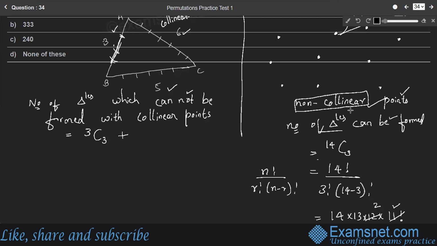Plus, on BC we have 5 points, collinear points. So you have to pick 3 points. Therefore, 5C3 triangles cannot be formed, right? Plus, there are 6 points on AC. So 6C3 triangles cannot be formed. Since 3C3 is 1, plus 5C3 is 5 factorial divided by 3 factorial into (5 minus 3) factorial, which is 2 factorial, plus 6 factorial by 3 factorial into (6 minus 3) factorial, which is 3 factorial.